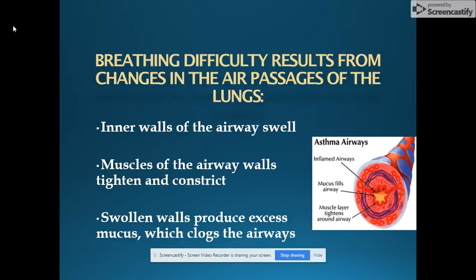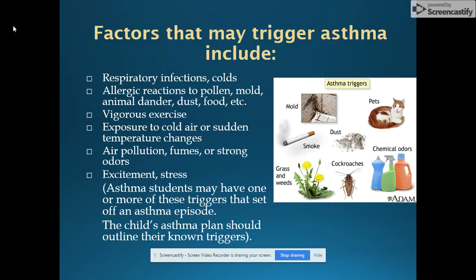Factors that may trigger asthma include respiratory infections and colds, allergic reactions to pollen, mold, animal dander, dust, food, vigorous exercise, exposure to cold air or sudden temperature changes, air pollution, fumes, strong odors, smoke, excitement, and stress. Asthma students may have one or more of these triggers that set off an asthma episode. The asthma plan should outline their known triggers.